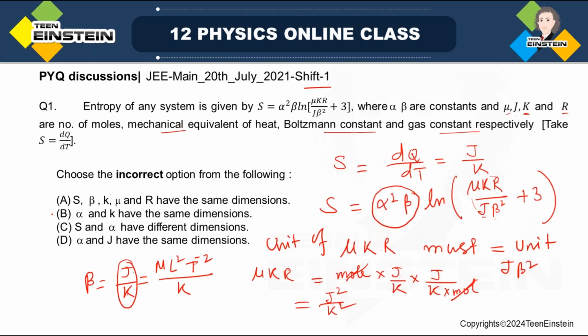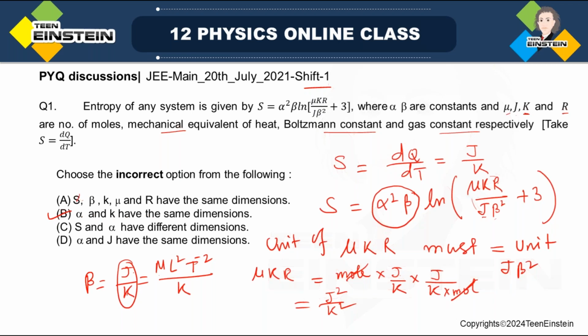This is actually not true, because K is Boltzmann's constant, that is Joule per Kelvin, and alpha is a dimensionless quantity. So this is not true actually. They don't have the same dimension. This is not true, so this must be the answer. Let us see the other options.